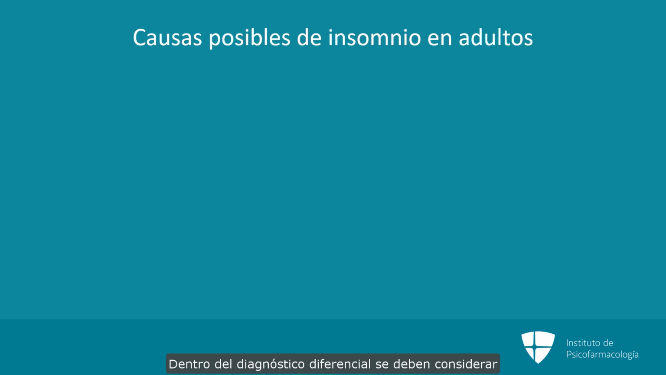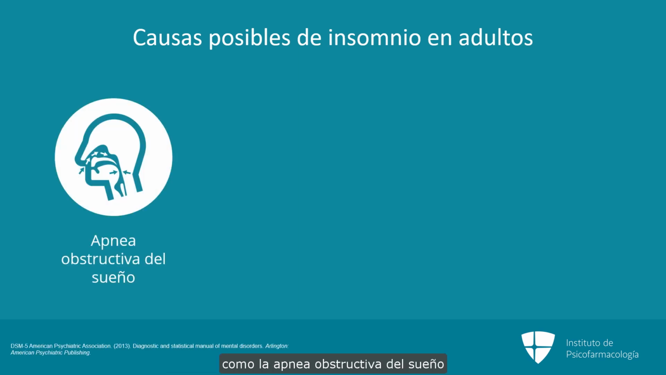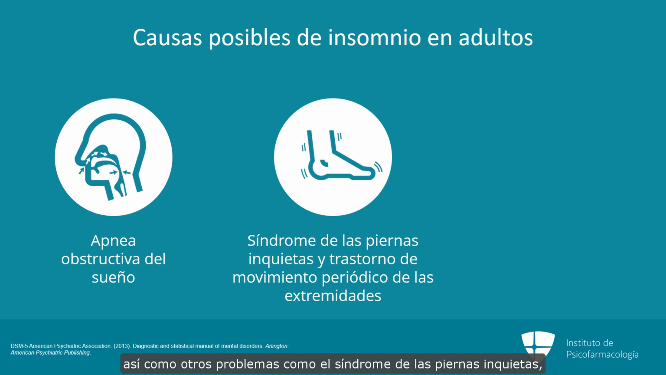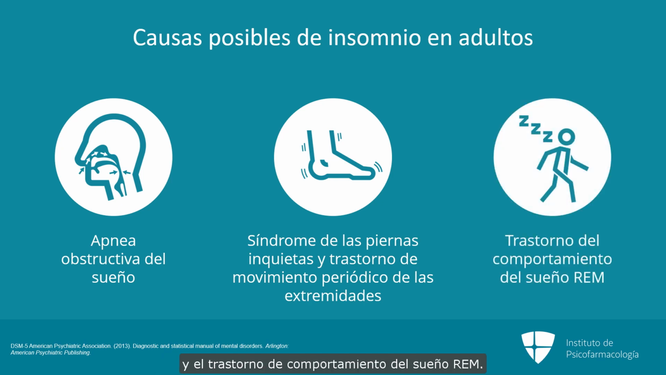Consider as part of the differential diagnosis such primary sleep disorders as obstructive sleep apnea, for example, what we saw in Chip's case in the earlier tape, and other issues like restless leg syndrome, periodic limb movement disorders, and REM sleep behavioral disorders. All of these are described with their diagnostic criteria in the DSM-5 chapter on sleep-wake disorders.